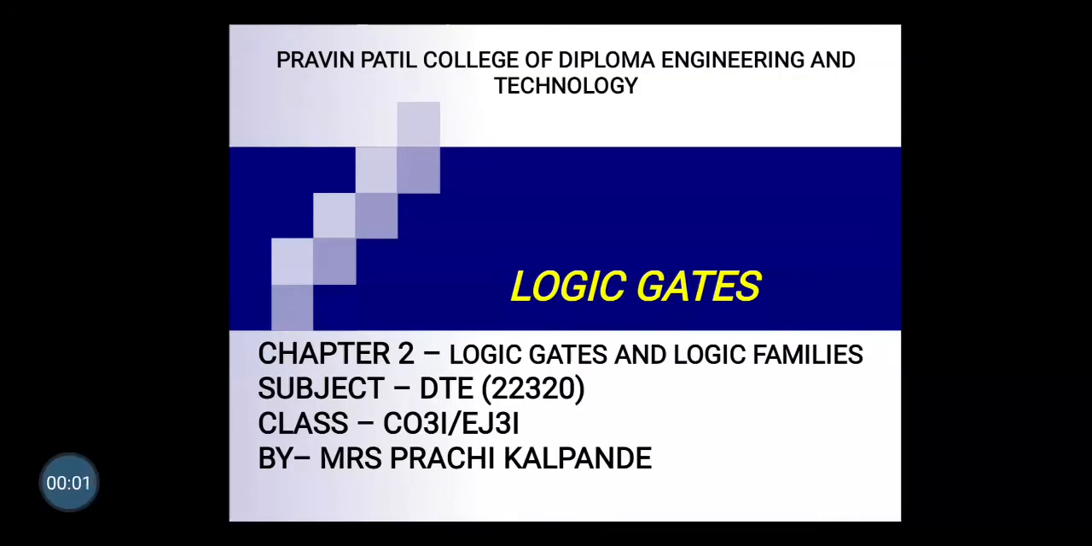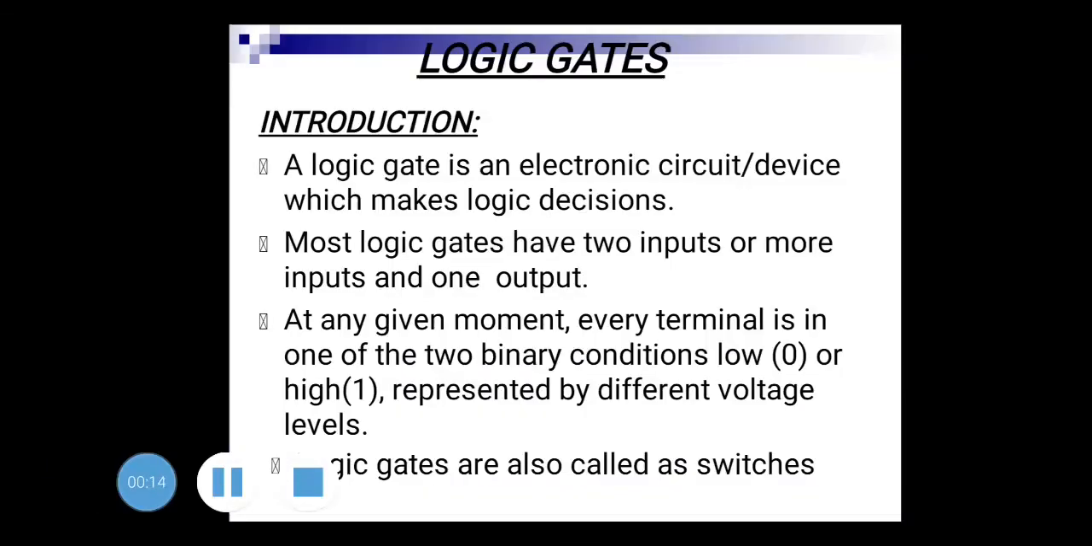Hello students, today's topic is logic gates from chapter 2, logic gates and logic families, subject Digital Techniques 22320. Logic gate is the smallest digital circuit. As you know, any digital circuit can understand only the binary number system. So the input is 1 or 0 and the output can also be 1 or 0. So basically you can define a logic gate as an electronic circuit which makes logic decisions.